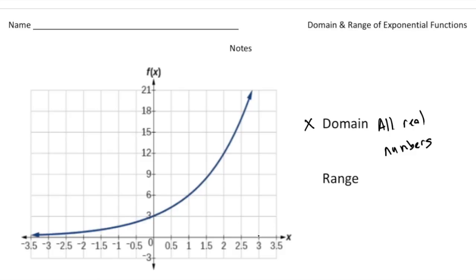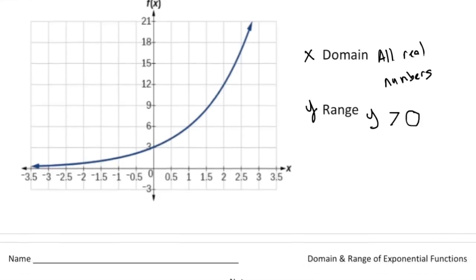Now the range values are a little bit different. Remember the range values, we're talking about y. Because here is the horizontal asymptote, the y values are going to be greater than 0. So our range is y greater than 0. Let's take a look at one more.